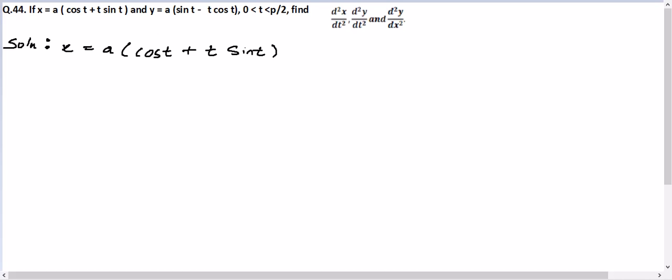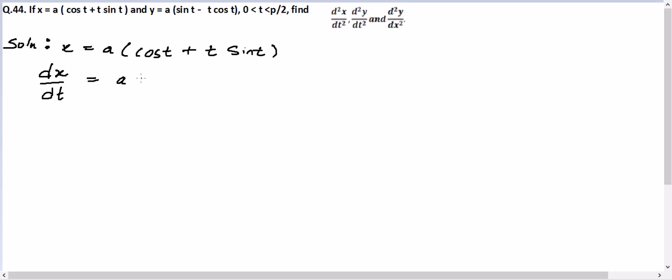Hi guys, to solve this question we need to find the derivative of x and y with respect to t. So let's begin. dx by dt, the derivative of x with respect to t.